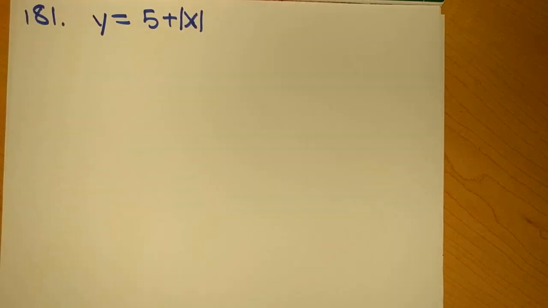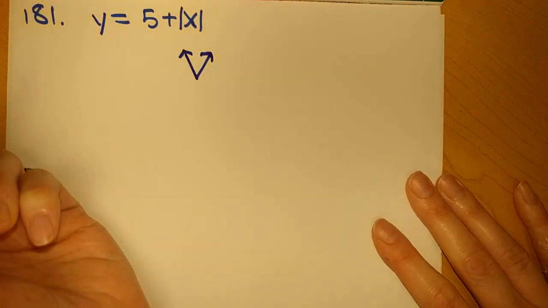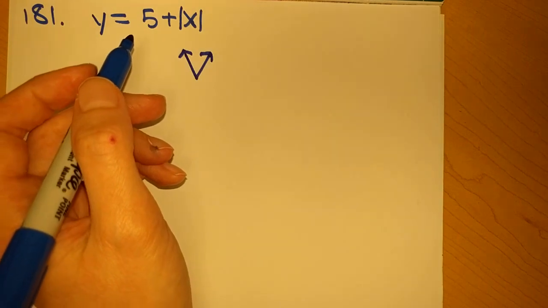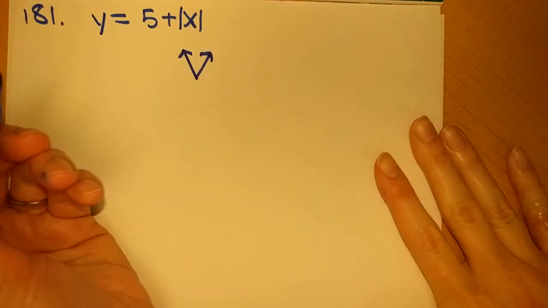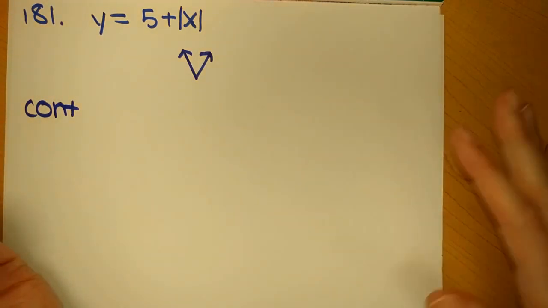If you think about 5 plus the absolute value of x, that is a continuous function because the absolute value is just a v-shaped graph, and then if you add 5, you're just vertically shifting the absolute value up from the origin to 5. So this is continuous because you could say it's a sum of two continuous functions.